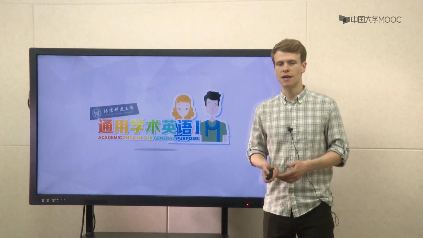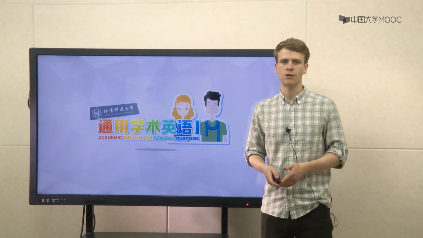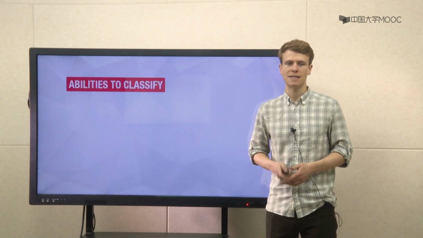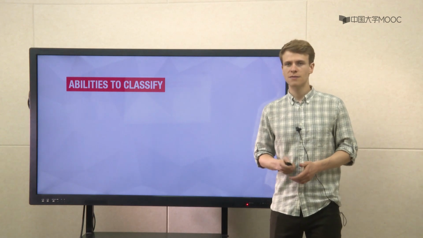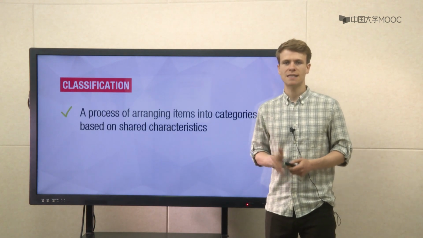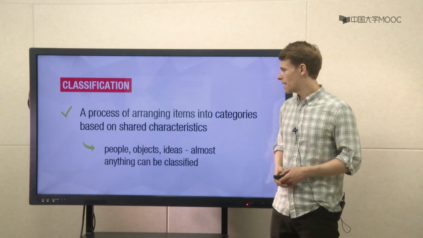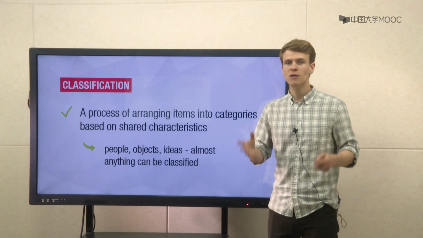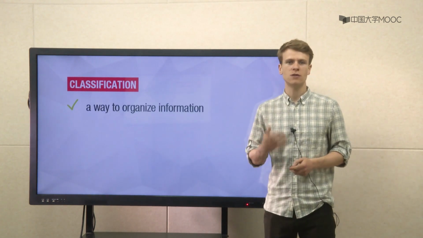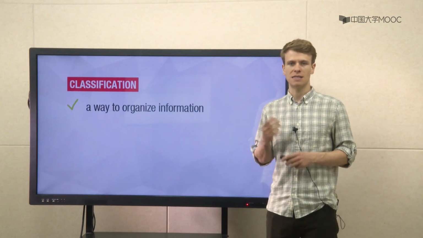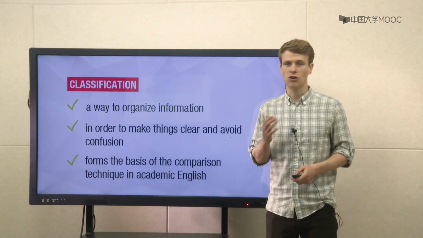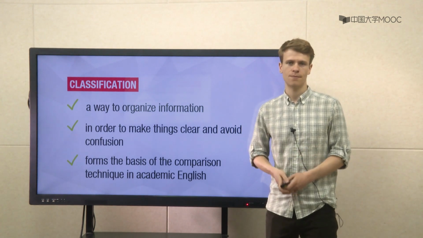When writing an article in an academic journal or giving a presentation in an academic environment, the ability to classify, compare and contrast is essential. Classification is the process of arranging items into categories based on shared characteristics. People, objects, ideas, almost anything can be classified. Classification is a way to organize information in order to make things clear and to avoid confusion. It forms the basis of the comparison technique in academic English.